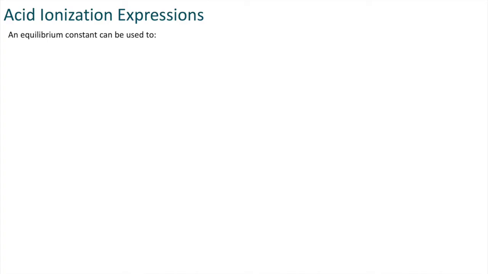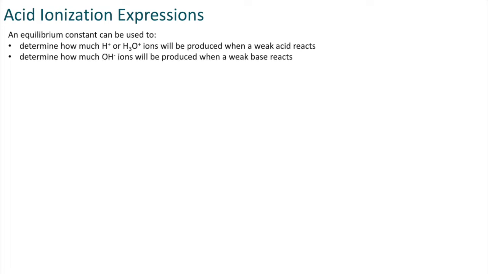The next thing we'll talk about are acid ionization expressions. An equilibrium constant can be used to determine how much hydrogen or hydronium ions will be produced when a weak acid reacts. We can also determine how many hydroxide ions will be produced when a weak base reacts.